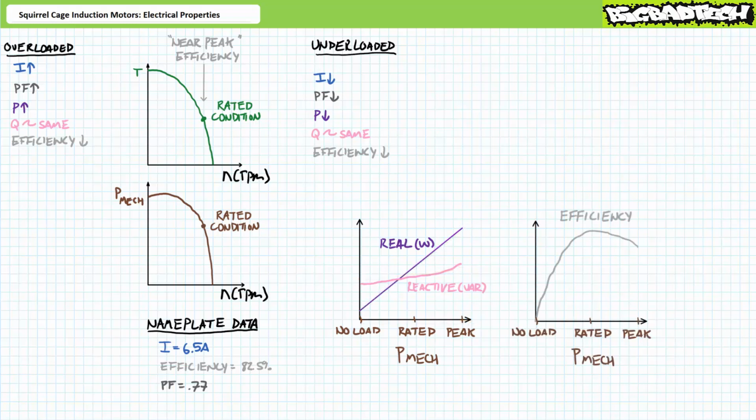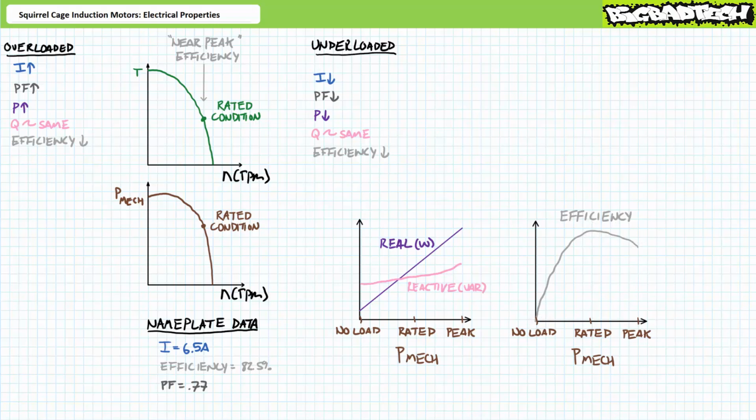Let's now examine efficiency. If we plotted efficiency on the same type of graph, we might expect 0% at the no-load condition and peak efficiency at the rated conditions. Efficiency most likely decreases near peak power conditions since the motor is operating above its design capacity.